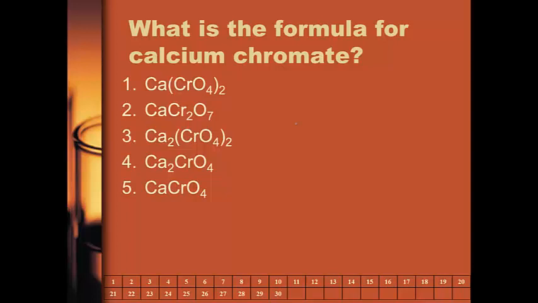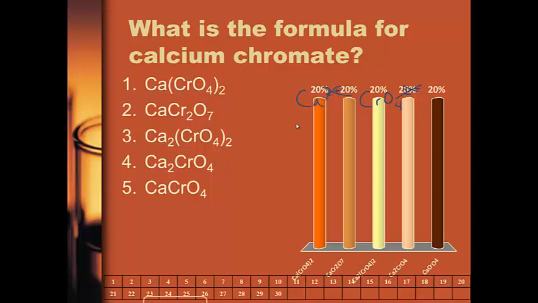Okay, so calcium chromate, our 2 ions must be Ca2+, and chromate, CrO4 2-. Now, what happens if the charges are exactly the same and they cancel out? You ignore them and just put them together. So the correct answer should be CaCrO4. Simple as that. Again, pause this one, come back when you're done.